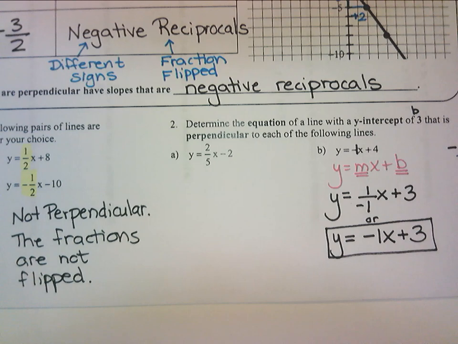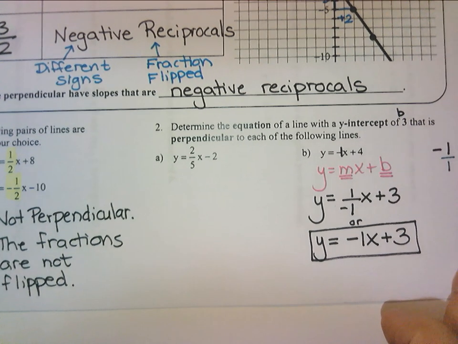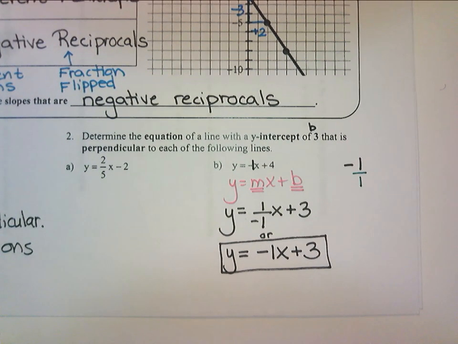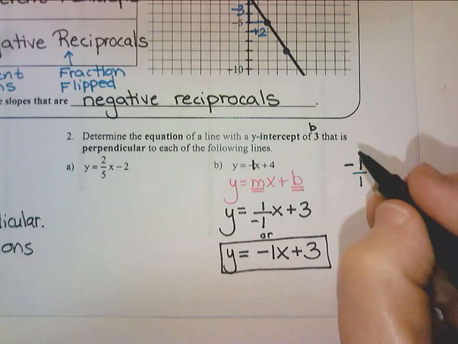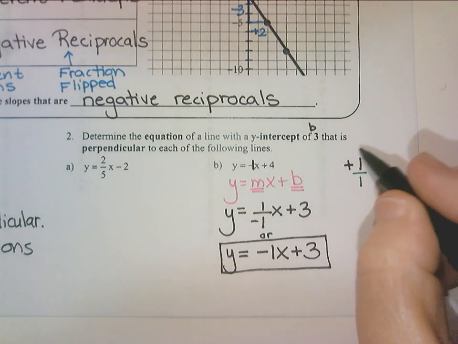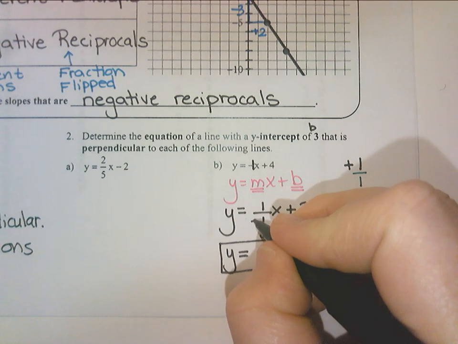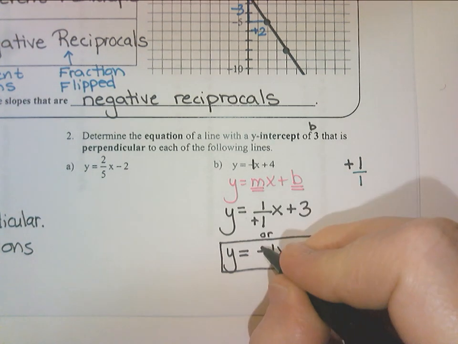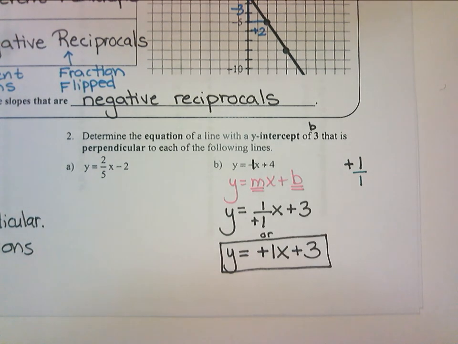Actually, not to interrupt, I realized I made a mistake. Did you realize that I made a mistake? So I said when they're perpendicular, they're negative reciprocals. So we need to change the sign and flip it over. I didn't change the sign. All I did was flip it over. So if I change the sign, we would make it positive, and then we would flip over the 1/1, and it would just be 1/1. So this should be a +1, not a -1. I'm sorry about that.